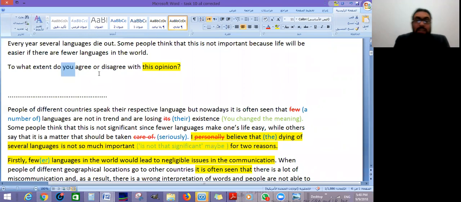So I believe the simplest approach is the best approach for a band 7. If somebody has the language and has the ability and has the skill, then they can go ahead and present 2 sides of the argument and possibly aim for a band 8 or above.